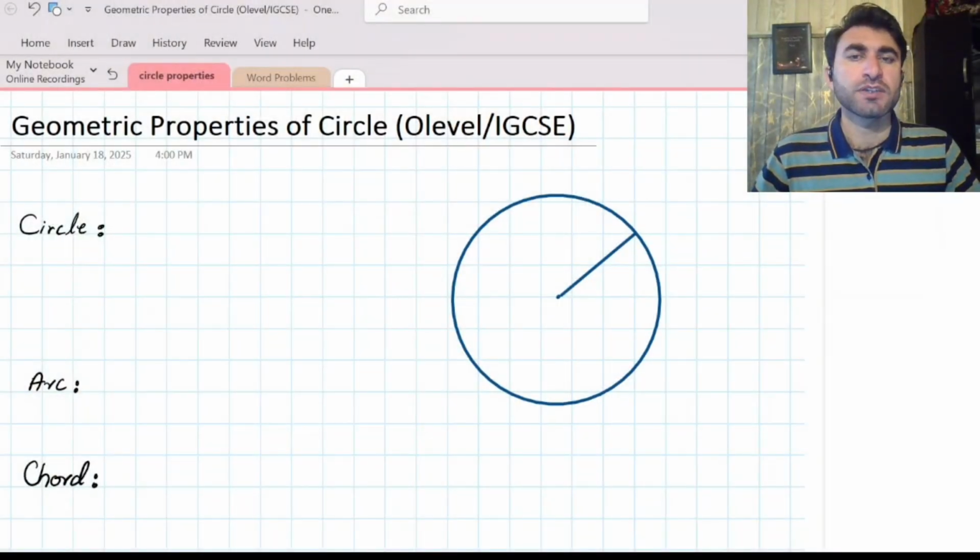Today we are going to discuss geometric properties of circle. And this is chapter 9 from book 4, 8th edition. And let us start by defining a circle.